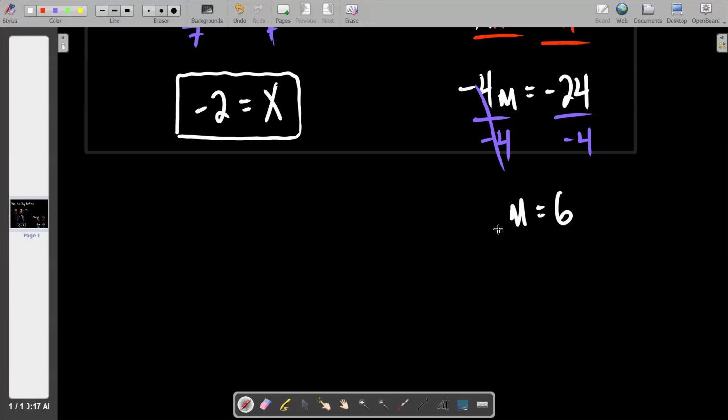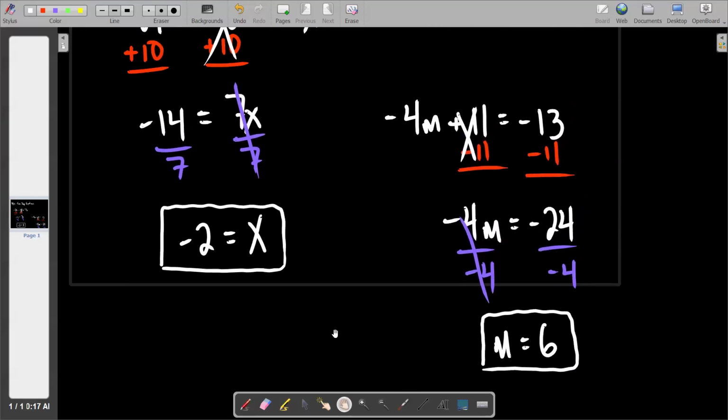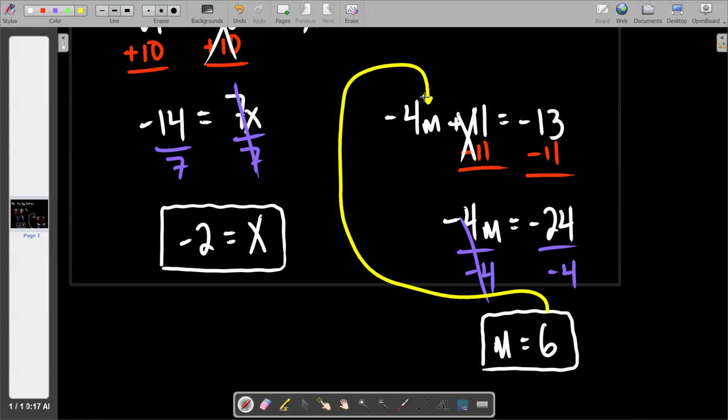Feel good about it. And just like before, you can check these answers if you want to know if it's right. You can go back to the very beginning of the problem and put your answer. It's like grading your own test. You could put your answer right there and work the problem out and see if it equals. Does the left side equal the right side?